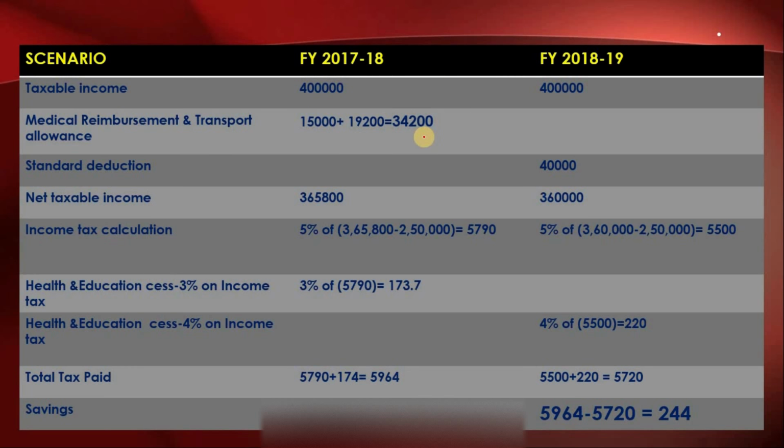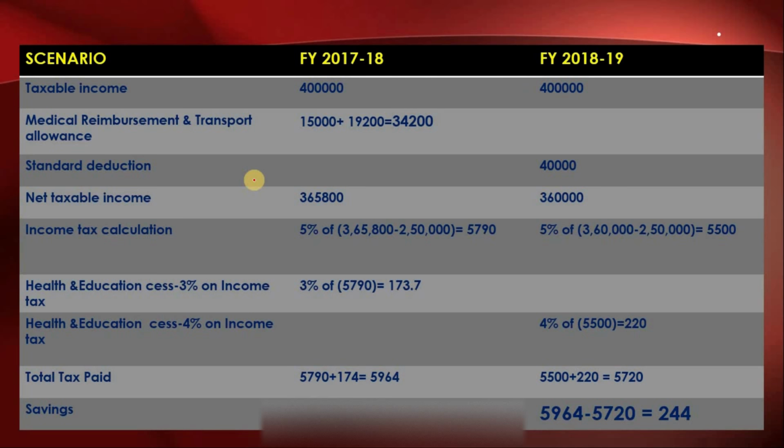So as I said, let us consider a scenario where your income is 4 lakhs per annum. For the financial year 2017-18, it is 4 lakhs, and let us say this financial year also it has remained the same. 2018-19 also your salary is 4 lakhs. So the first row is the taxable income. The taxable income for both the years will be 4 lakhs and 4 lakhs.